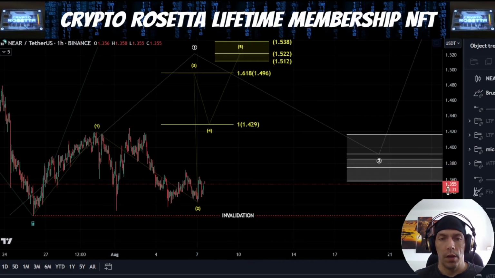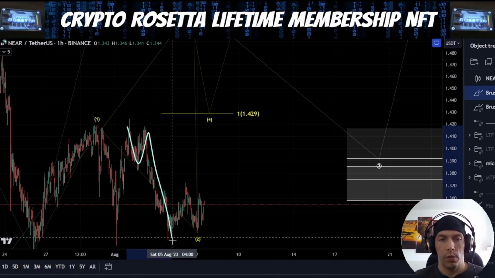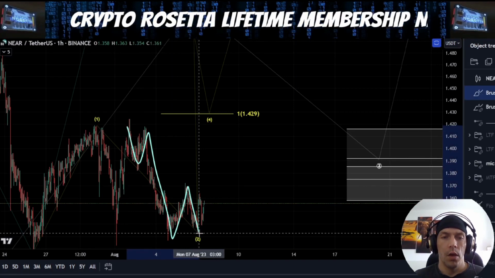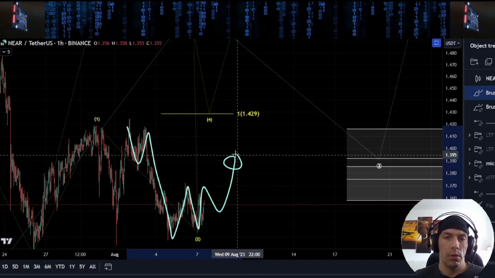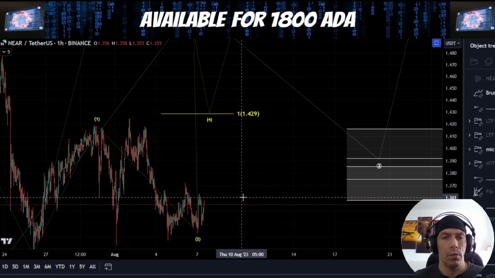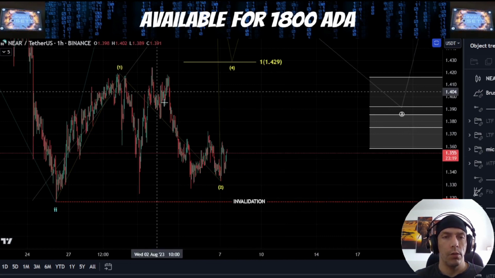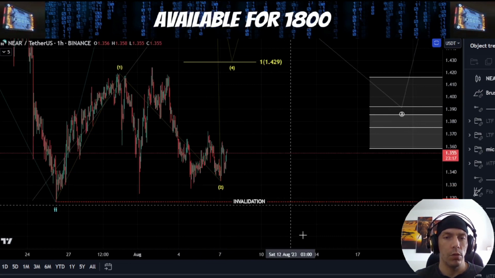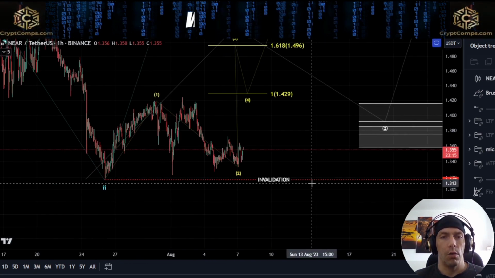Now, the problem is that if we're looking at this as 1, 2, 3, 4, and 5, we need to be cautious that any kind of 3-wave move up could align with that continuation to the downside. So we need to be very cautious of that idea that if we do just see 3 waves up here, we could still look to extend out and see that lower target come in.